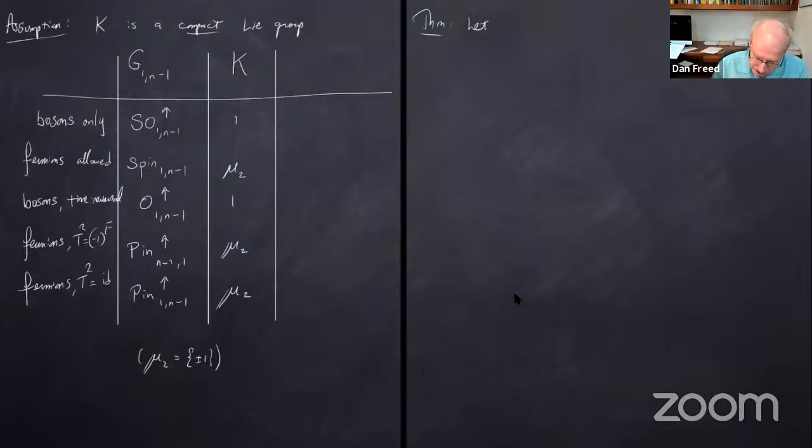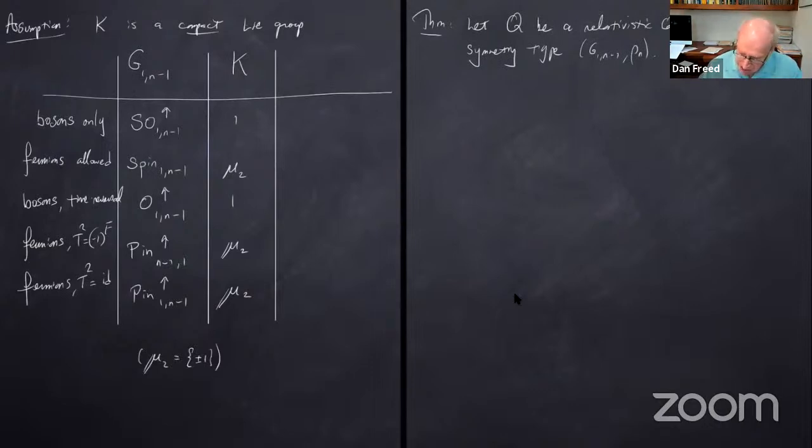So let Q be a relativistic quantum field theory with symmetry type G1 n minus 1 rho n. I'll say as the lecture evolves what I mean by relativistic quantum field theory, but I'll be working in the Wightman framework. Then there exists a coextension. Well, it's really an extension if you like.